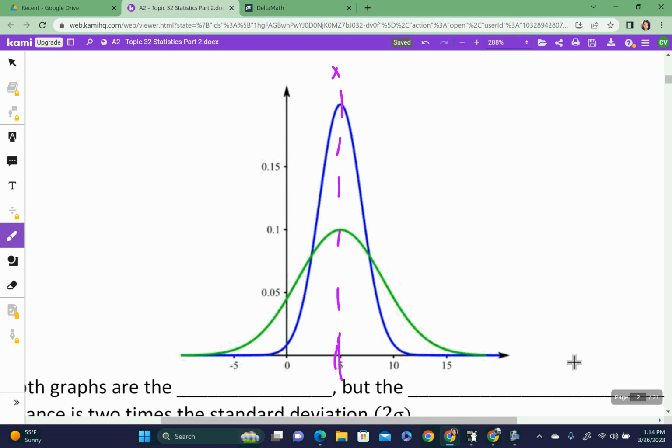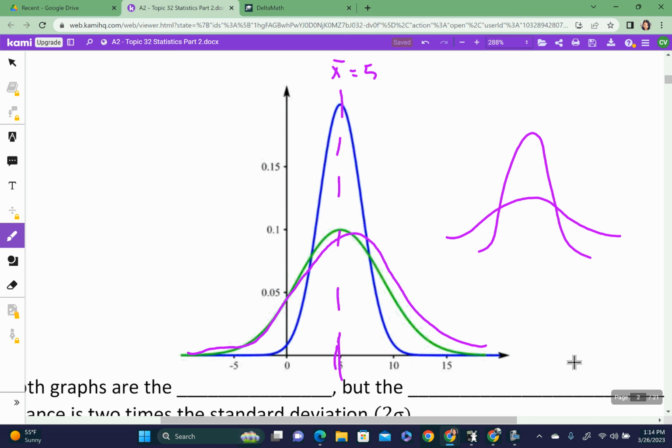So the mean is 5 for both graphs, right? Because that's the peak of both. But this green graph right here is wider than the blue graph. The blue graph looks something like this. But the green graph, this one right here, is wider. That means that it has a higher standard deviation. That just means how wide or dispersed the graph is. So that's what standard deviation is.